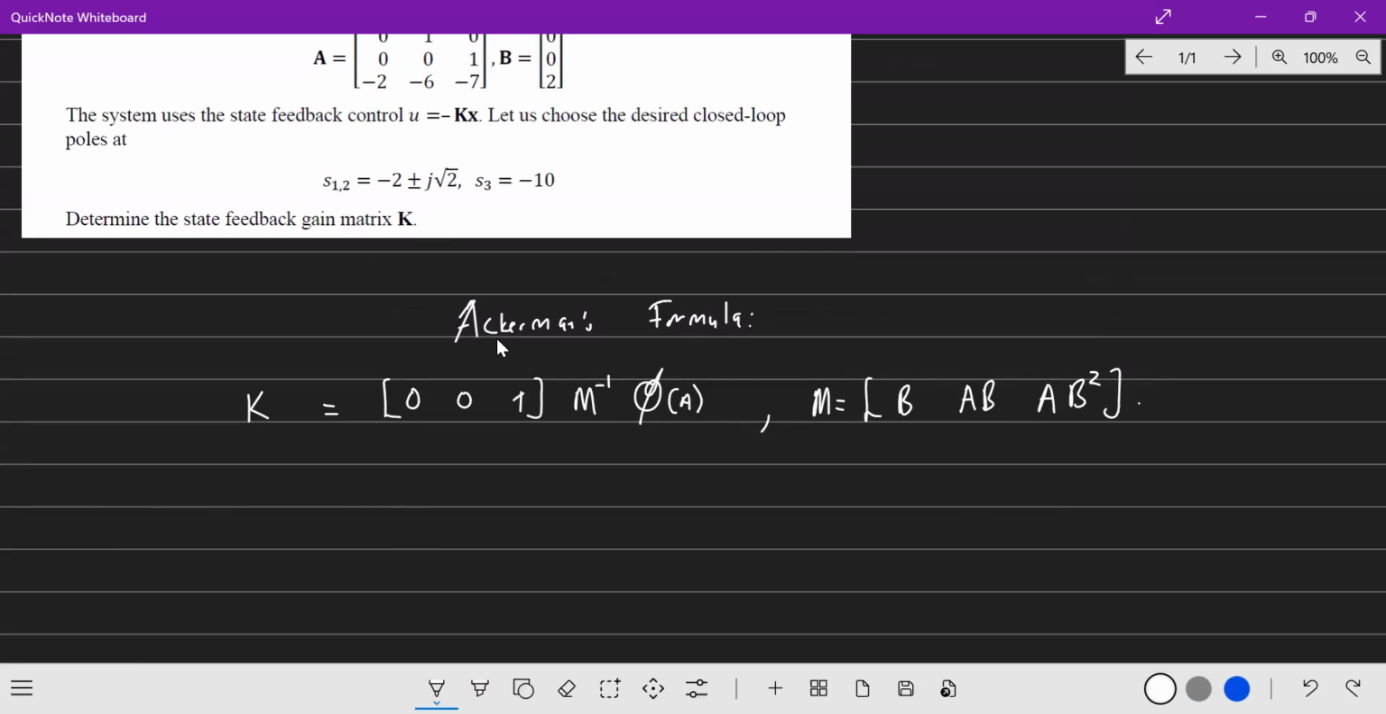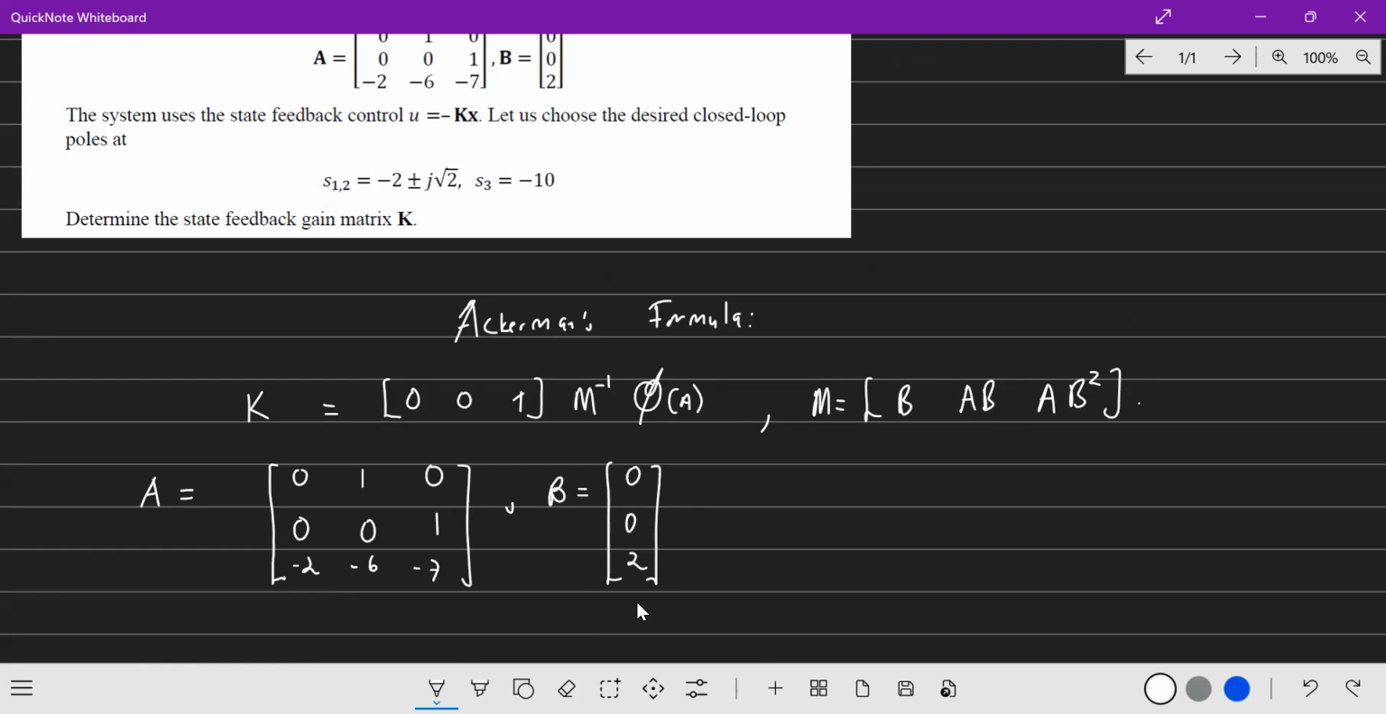So our A is already in the controllable canonical form: 0, 1, 0, 0, 0, 1, -2, -6, -7, and then B is equal to 0, 0, 2.